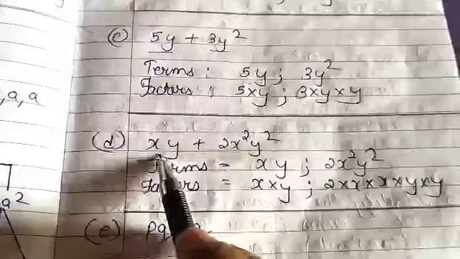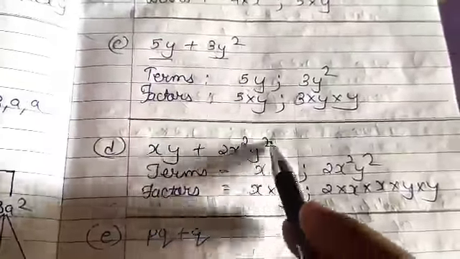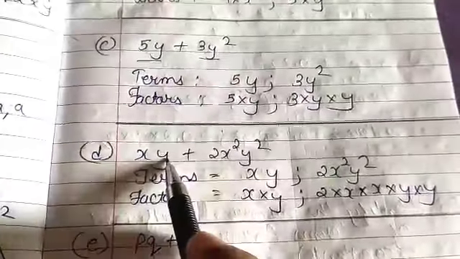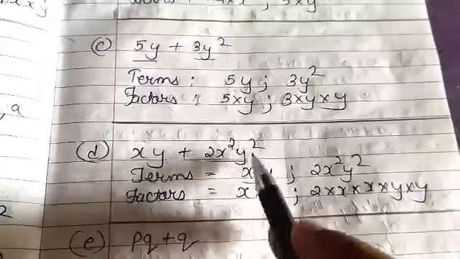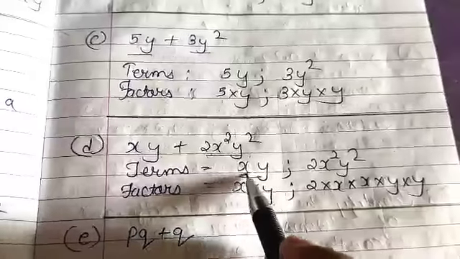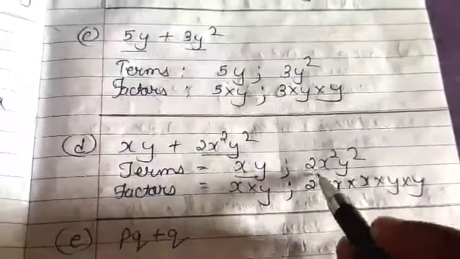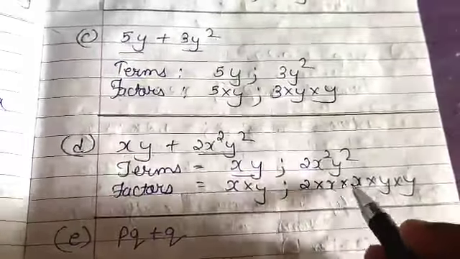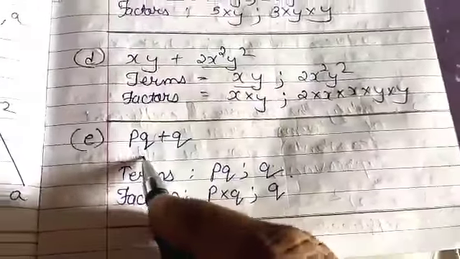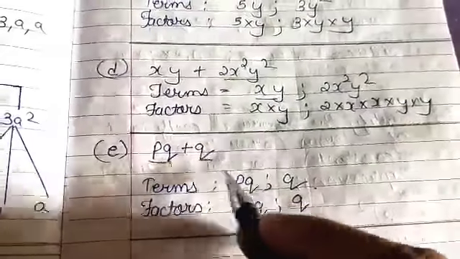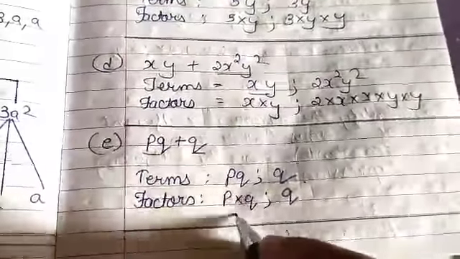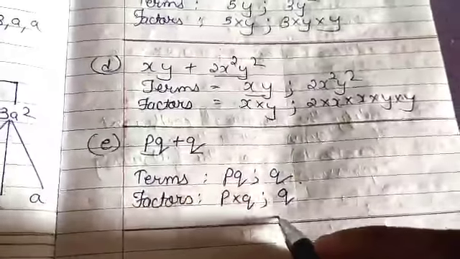Then d, xy plus 2x square y square, the terms are xy and the second term, that is 2x square y square, and the factor of xy is x into y, and the factor of 2x square y square is 2 into x into x, y into y. Then e, that is pq plus q, the terms are pq and q, and the factors of pq are p into q, and the factor of q is q.